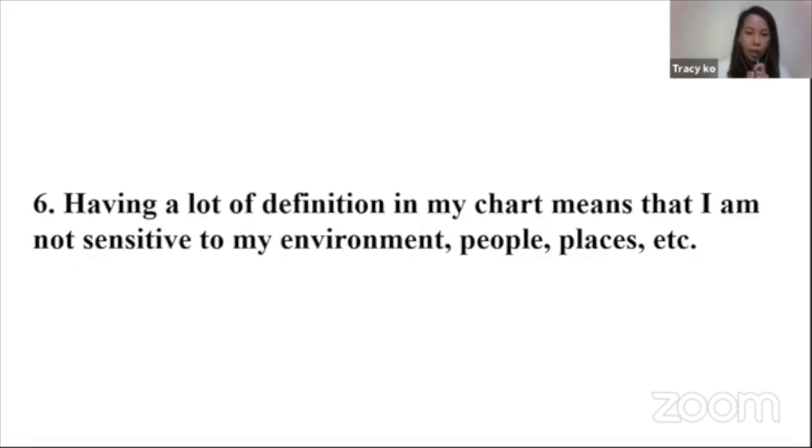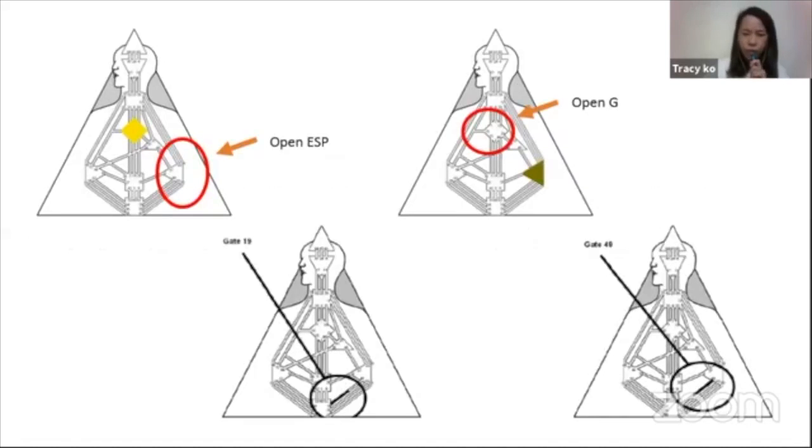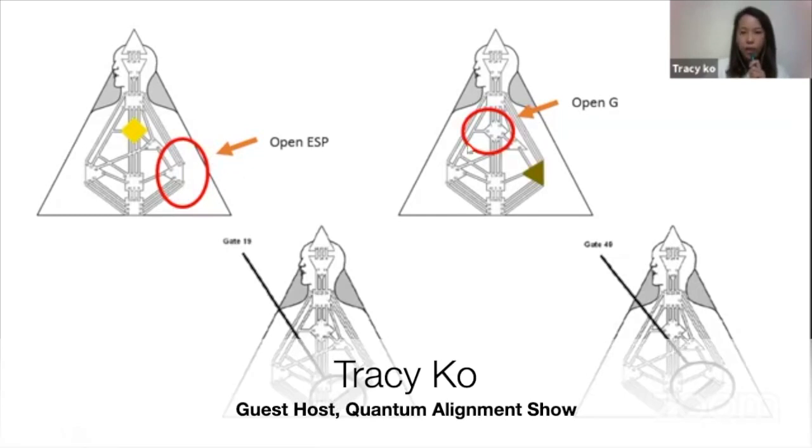Misconception number 6. Having lots of definitions in my chart means that I'm not sensitive to my environment, people, and places. So I think this is a pretty common misconception that you will find. Like if you have more open centers, you are more sensitive to your environment, and if you have more definitions, then you must be less sensitive to your environment and people and places. But this is actually not true, because it really depends on your configurations. If you have a lot of definitions, but you have your emotional solar plexus open, and if you have your G center open, you will still be very sensitive to your surroundings, your people, and your places.